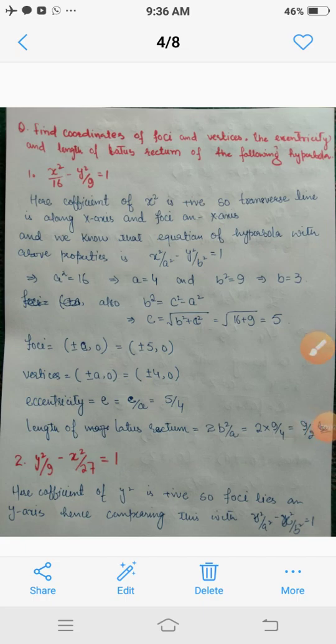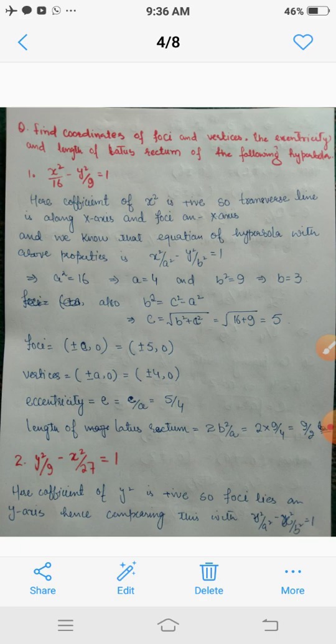Dear students, in the previous video lecture we discussed the standard equations of hyperbola, the coordinates of foci, vertices, and length of latus rectum of the standard forms of the hyperbola. Now today we are going to discuss the exercise on hyperbola.